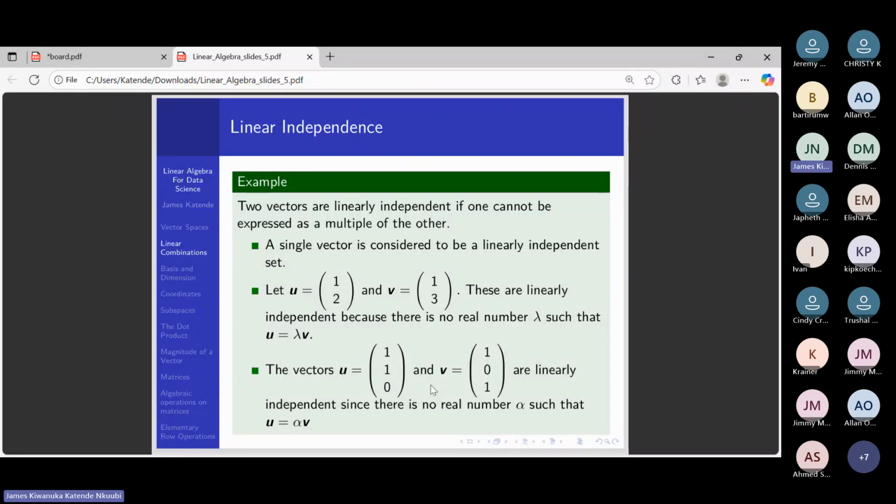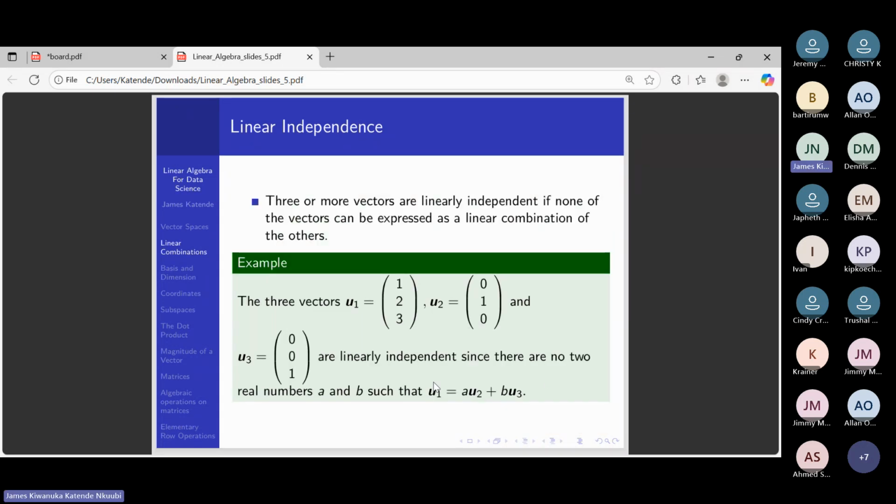That makes sense. So we're going to extend this to a set of 3 or more vectors. So now 3 or more vectors are said to be linearly independent if none of the vectors can be expressed as a linear combination of the remaining vectors. So here is an example. We have 3 vectors: (1, 2, 3), (0, 1, 0), and (0, 0, 1).